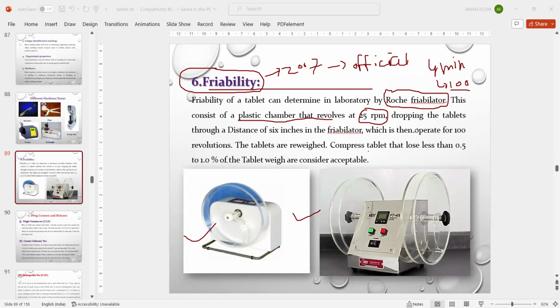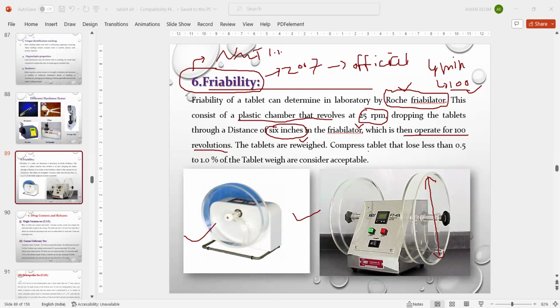One more thing is the height from which the tablet falls, from here to here. This height is 6 inches; the tablet falls from that height onto the surface. So the height is 6 inches, the speed is 25 RPM, and for 4 minutes it's 100 rotations. The instrument is the Roche friabilator, and as I discussed, the loss should be not more than 1%.